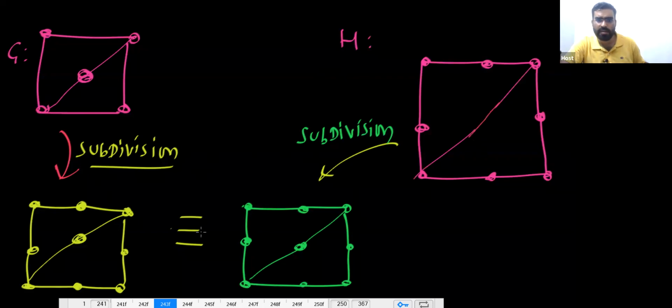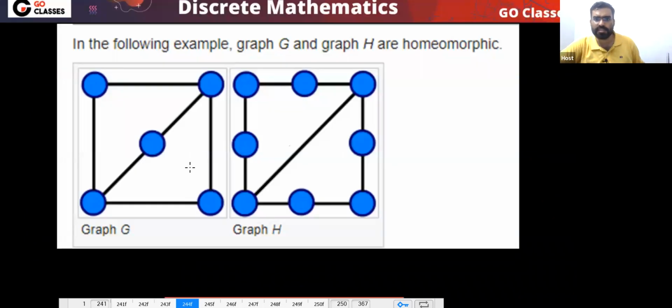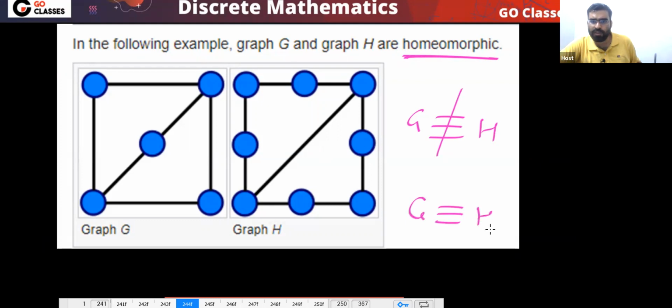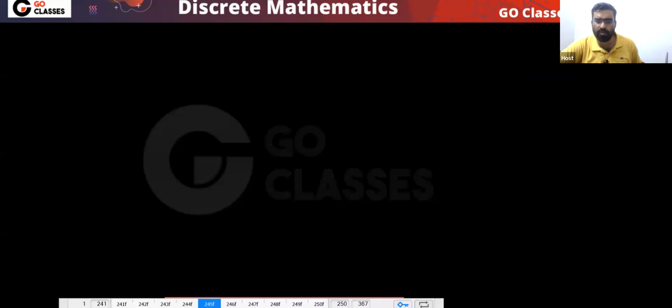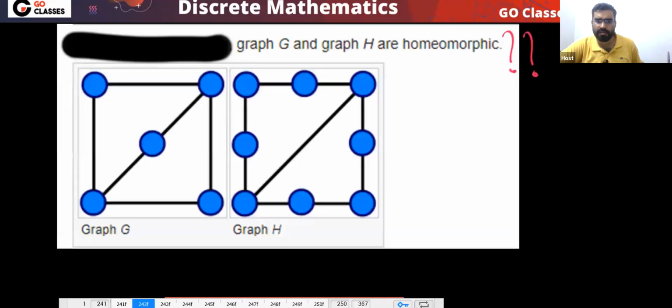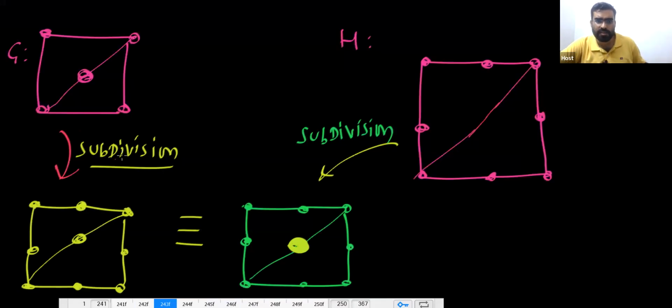So remember, from H I can create this subdivision. Now you can notice they are isomorphic. So yes, they are homeomorphic. But remember, G is not isomorphic to H; G is homeomorphic to H. The difference between isomorphic and homeomorphic, is it clear? Some subdivision of G should be isomorphic to some subdivision of H.